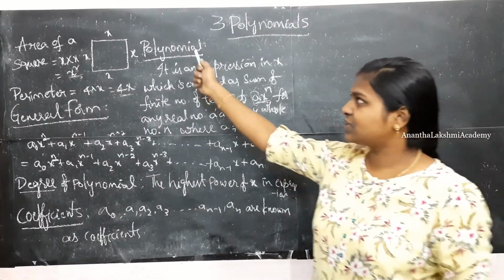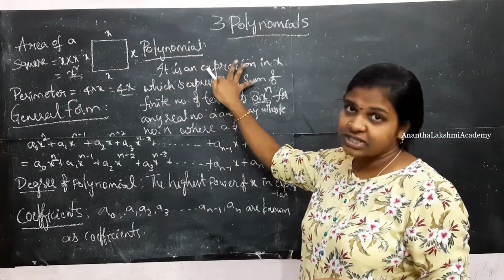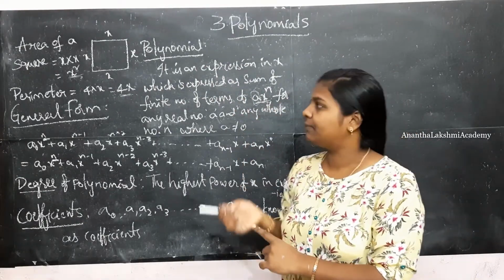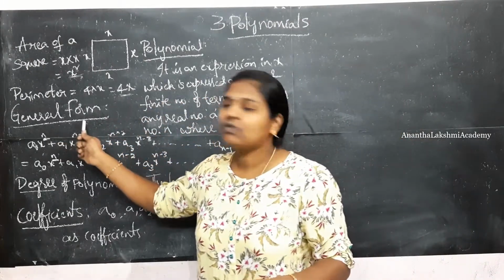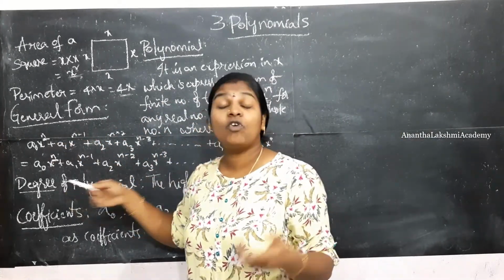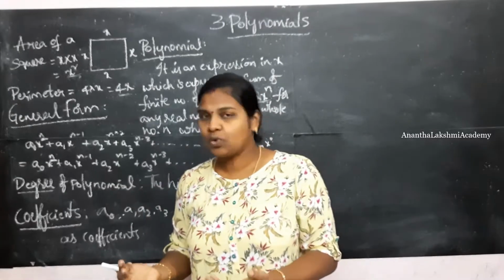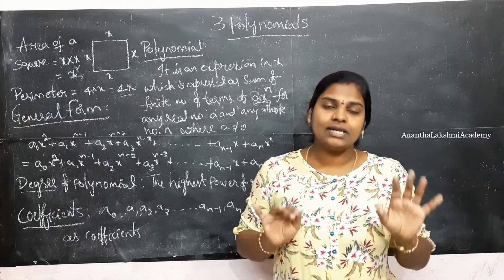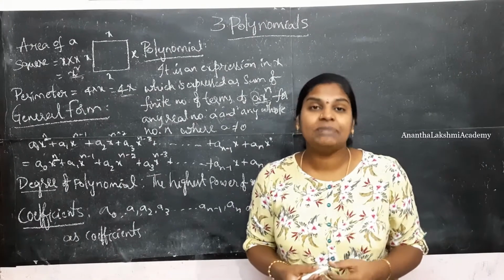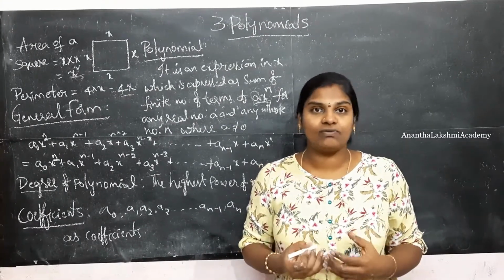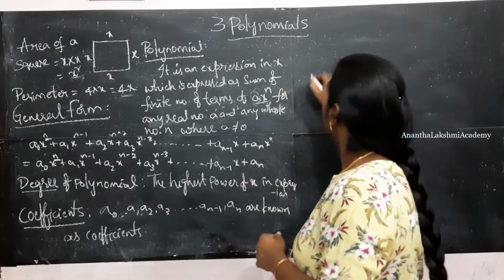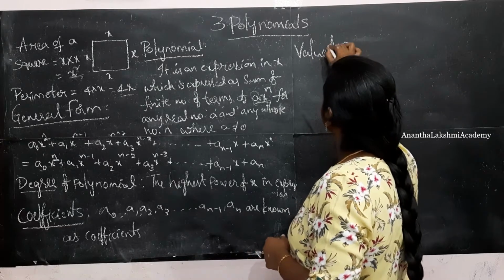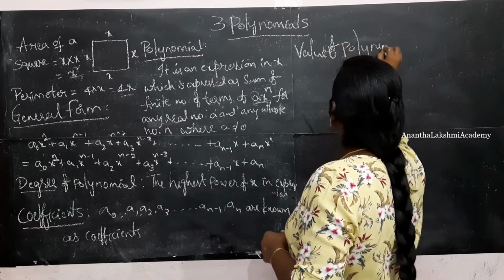We understood the definition of a polynomial, which is an expression in terms of a into x power n, where a is any real number and n is any whole number. Then we understood the general form of a polynomial. Within the general form, we learned what the degree of a polynomial is and what the coefficients of a polynomial are. That is the concept we have covered so far. The next thing that is going to come into the picture is the value of a polynomial. As the wording says, this is the value of a polynomial.